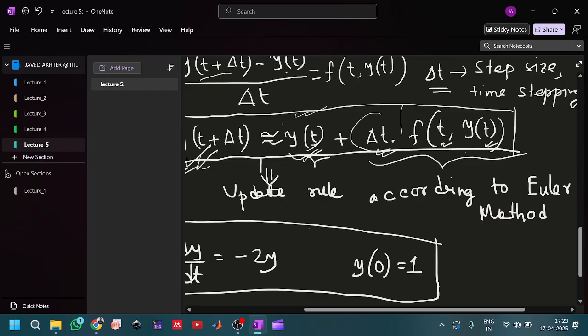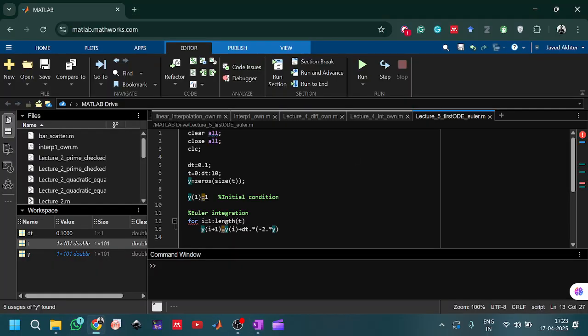So if you are at t and you are calculating for t plus delta t, then here you have to put t. That is why, according to the i value, if you are updating the i plus 1 value, here you have to write i. So this is the Euler explicit method.